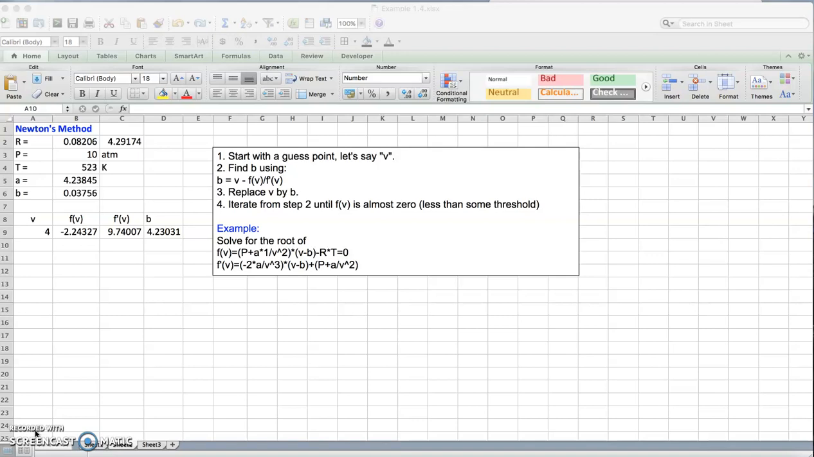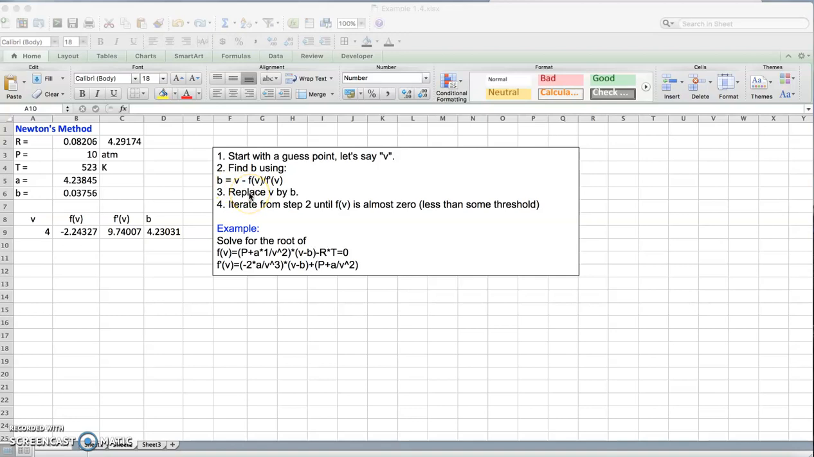So in Newton's method we have to start with the guess value. Let's say that is v, and using this guess value we're going to construct another variable called b, which is equal to v minus f of v divided by f prime of v, where f prime is the derivative of f. So f is given, we have to calculate f prime, we have to form the right hand side, and then we equate the right hand side to b as another variable.